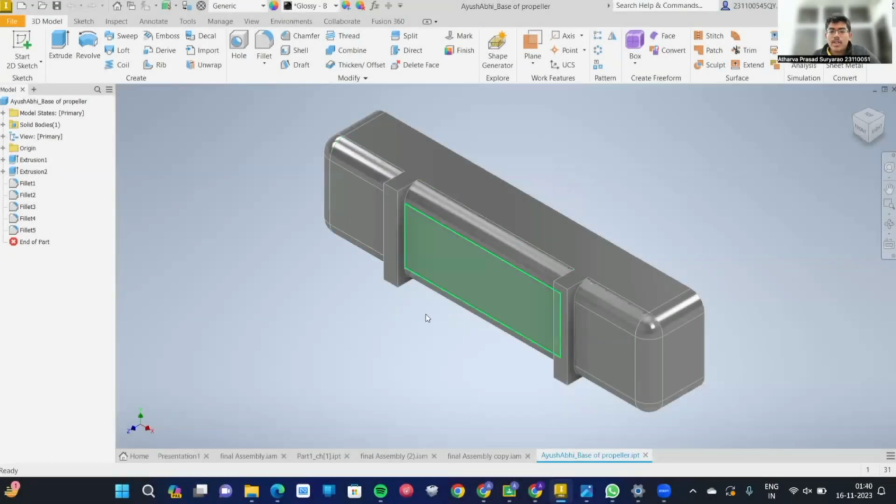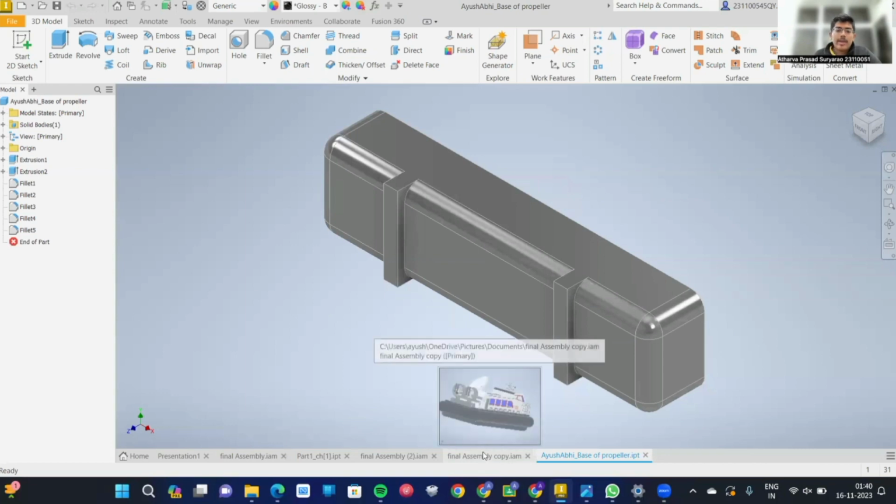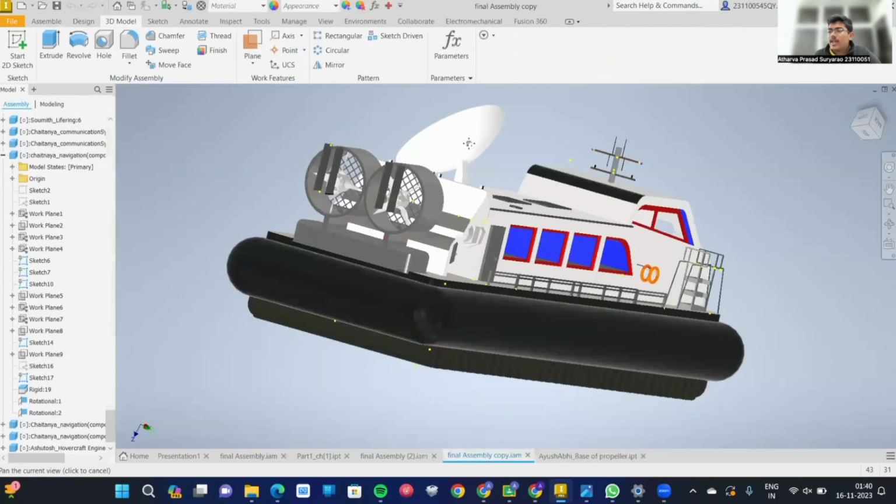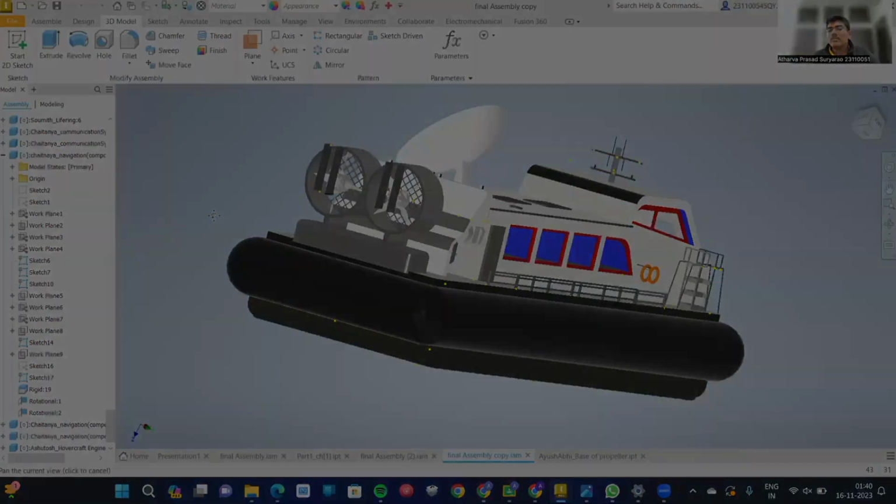The next part which you see on the screen is known as the base of the propeller, and it has been modeled by Ayush Abhi. Now the need of the base of propeller is because, as we can see in the final assembly, if there is no base for the propeller, there will be insufficient air for the fans to intake because of the blockage by the passenger unit. So for more air intake, we have assembled this base of the propeller so that there is more flow of air and the hovercraft can easily move forward.